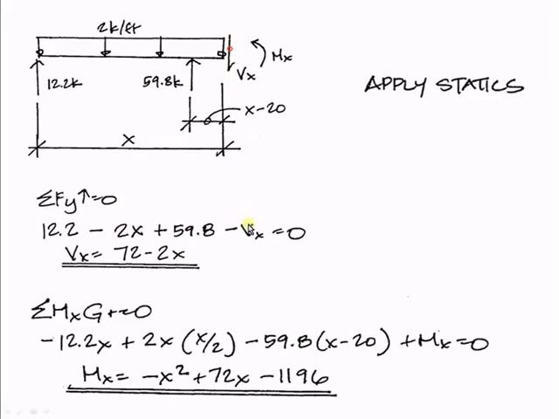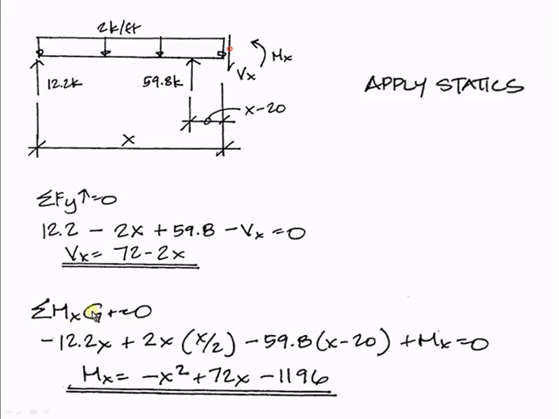And finally, we have, again, as we did before, the minus Vx. So solving for it, we now have a new formula. Okay, so 72 kips minus 2 kips per foot times x. And so this is the term that changed, which is basically just a change related to this reaction.